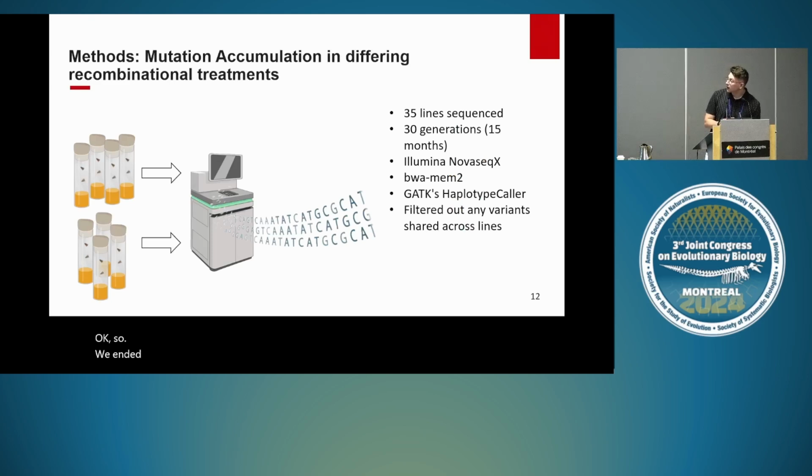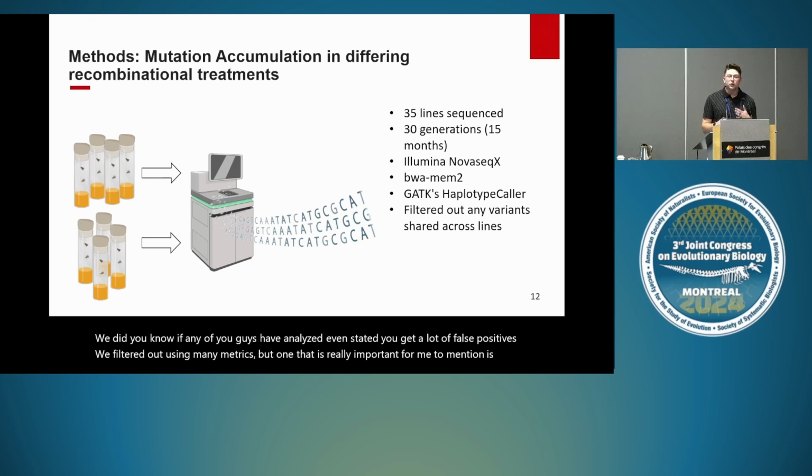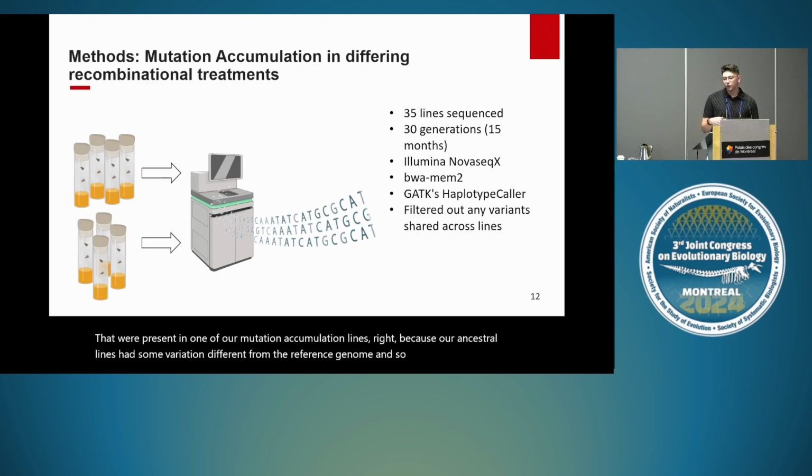Okay, so we ended up sequencing 35 lines after 30 generations of mutation accumulation. That took about 15 months just for those bottlenecks. We sequenced them using Illumina NovaSeq X. I mapped our reads using BWA-MEM2, and then called variants using GATK's HaplotypeCaller. If any of you have analyzed sequence data, you get a lot of false positives. We filtered using many metrics, but one that is really important to mention is that we only called variants that were present in one of our mutation accumulation lines, because our ancestral lines had some variation different from the reference genome. To control for that, we only took mutations that were present in one of our lines.